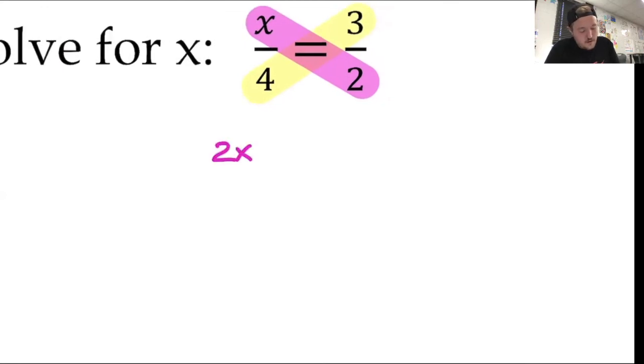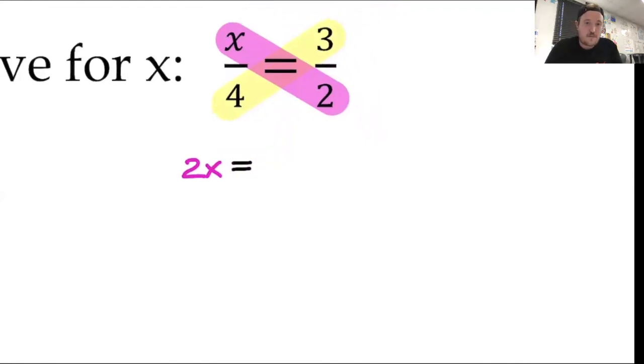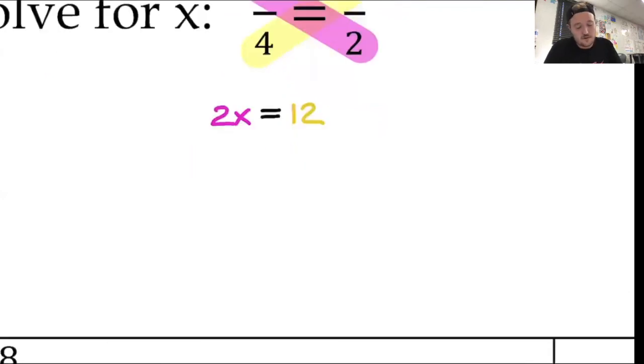So I'm going to have 2x equals, and on the other side, perfectionist and I can't. All right. Then on the other side, we have 4 times 3, which gives you 12. I know they're not the same, but it's fine. Close enough. So we have 2x equals 12. So now I did the multiplying, now I want to divide. So divide by 2. So x equals 6.